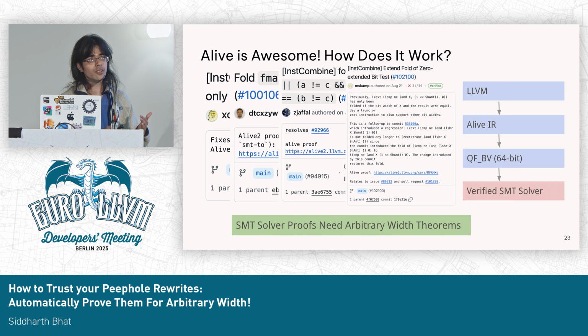The solver internally needs to prove things for any given bit width, because when you feed it 32 or 64 or 128, its algorithms need to work. So somehow the internals of a solver need to be proven correct for arbitrary bit width, even though the solver only works for fixed bit width.